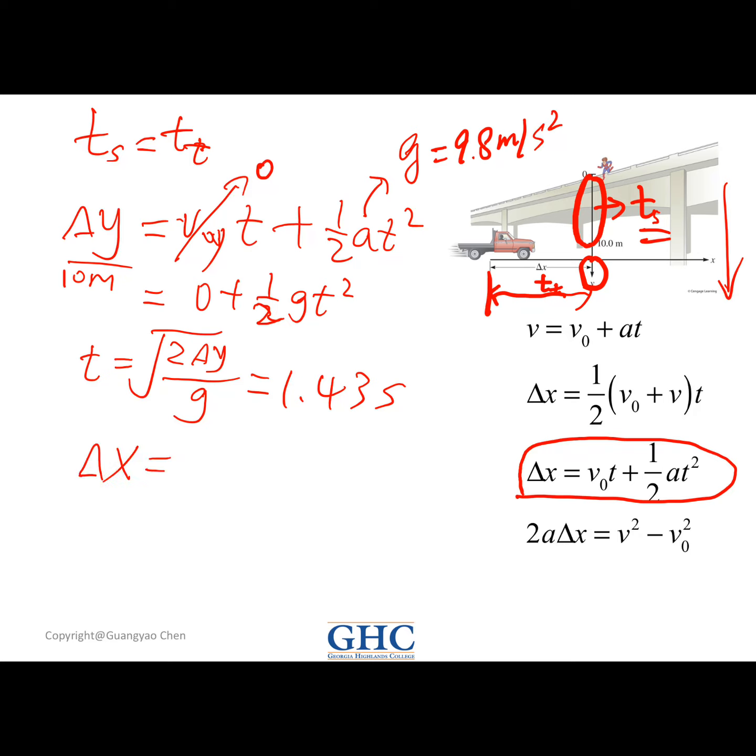Now, the time for the truck to move this horizontal displacement, delta s, has to be this time as well. So it's the velocity of the truck times this time, which gives you this distance we are looking for. So it's 18 meters per second times 1.43 seconds, which is 25.7 meters.